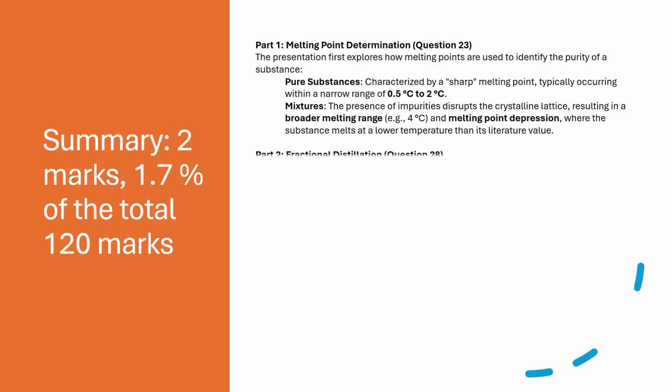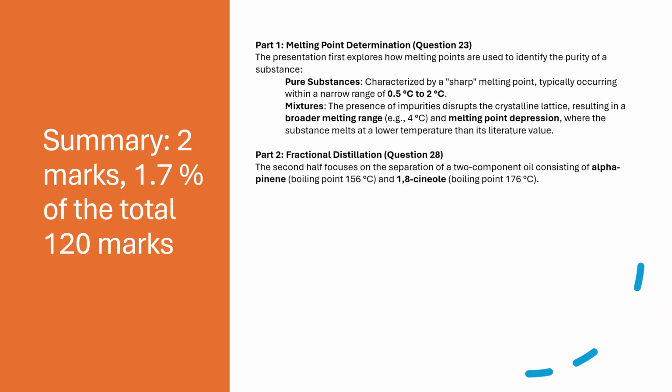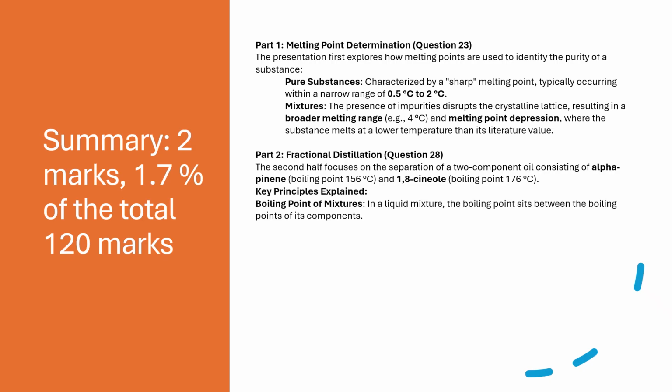Part 2, Fractional Distillation, Question 28. The second half focuses on the separation of a two-component oil consisting of alpha-pinene at boiling point 156 degrees Celsius and 1,8-cineol at boiling point 176 degrees Celsius. Key principles explained. Boiling point of mixtures: in a liquid mixture, the boiling point sits between the boiling points of its components.